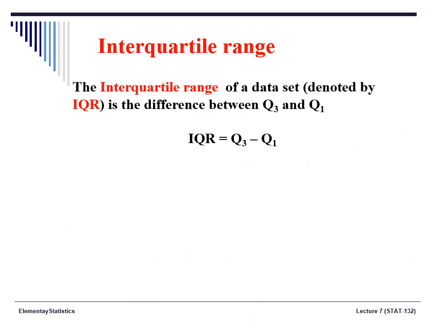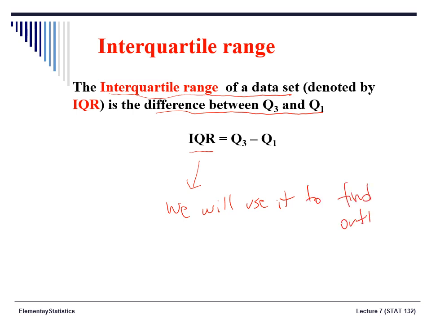The interquartile range of a data set is the difference between Q3 and Q1. We can write it as IQR equals Q3 minus Q1. And where do we use it? We will use it in finding outliers. We will see it later in coming slides.